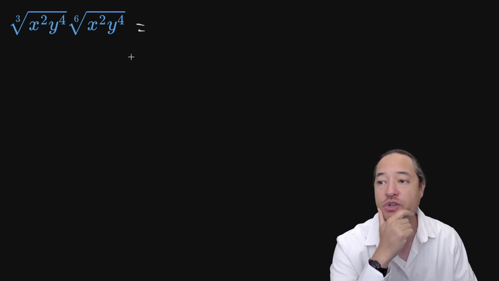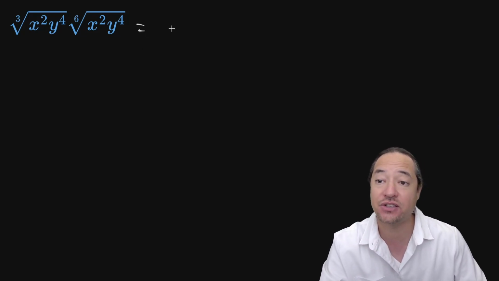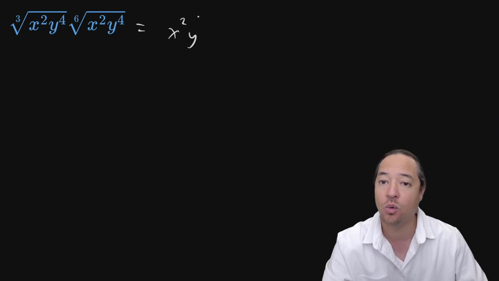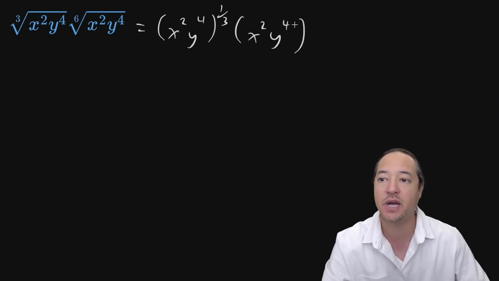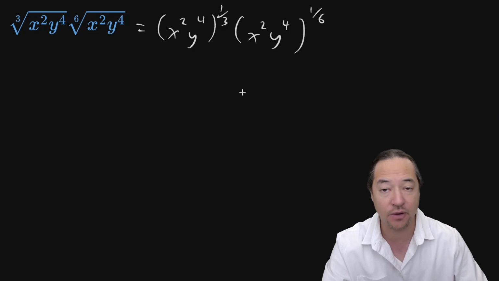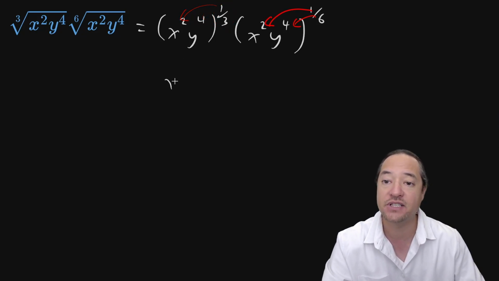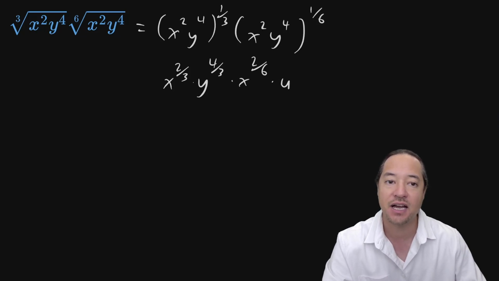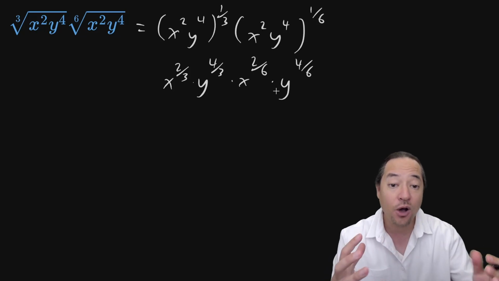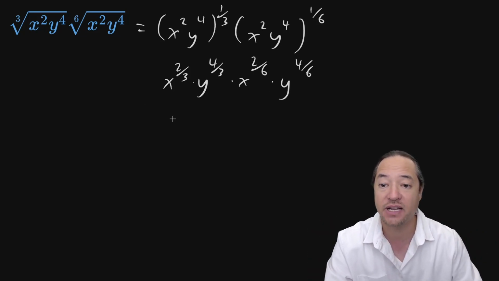So the first one, I am going to essentially rewrite this as a rational exponent. So this is x squared y to the 4th power, all raised to the 1/3 power. And then here we have the same thing, x squared y to the 4th power, all raised to the 1/6 power, right? And then from here, we can take this and distribute that over the multiplication in here, okay? So what we'll have is x to the 2/3 times y to the 4/3 times x to the 2/6 times y to the 4/6.